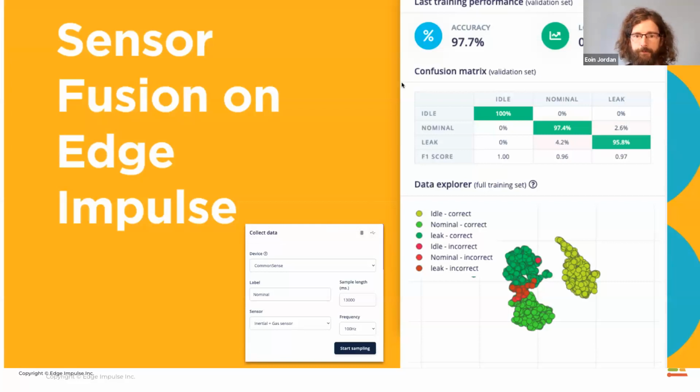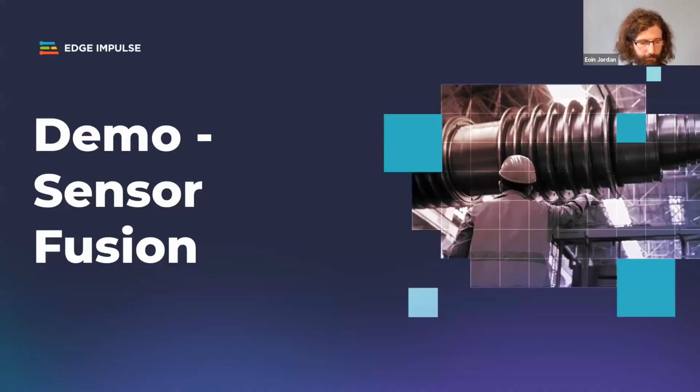So sensor fusion, you can see here the inertial and our gas sensor as an input, and this is the accuracy that I was getting during testing. I have a fan to simulate the motor movement, and I have just a simple touch-up can for a car, which is high VOC varnish. So let's get into the demo here.